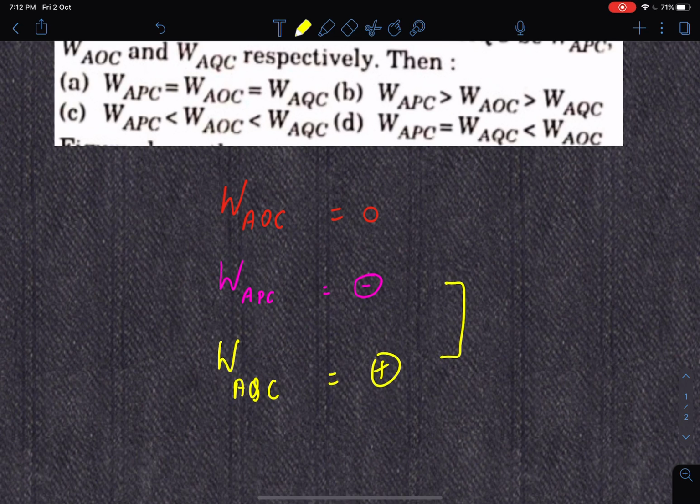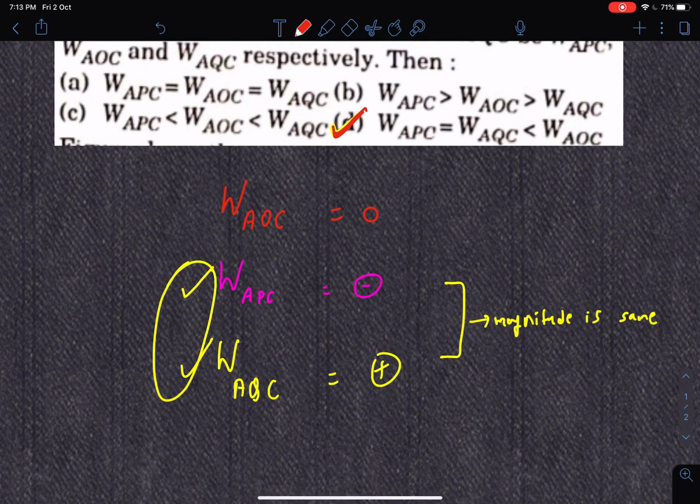But as far as magnitudes are considered, the magnitude is the same because of the symmetry, isn't it? Same magnitude of electric field like that. So if we are talking about magnitude only, then the APC and AQC are the same, which is greater than AOC. So that is option D if we talk about only the magnitude.